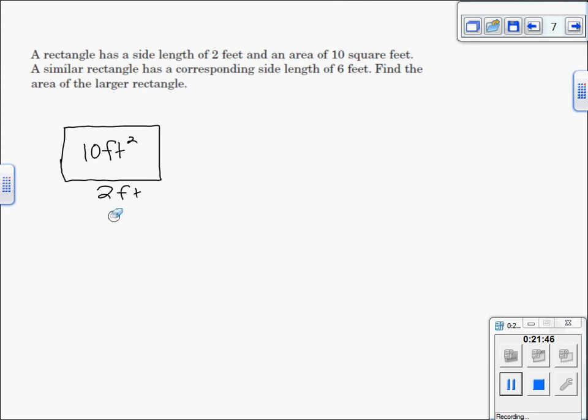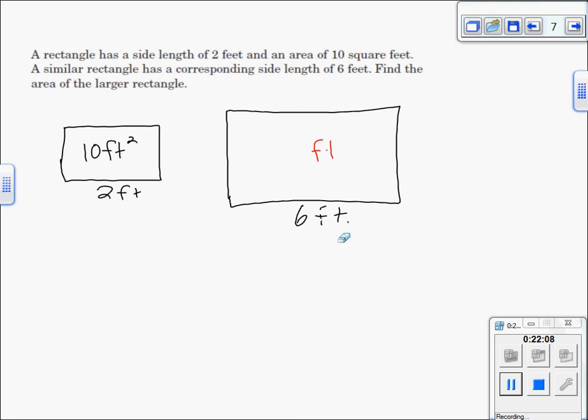A similar rectangle has a corresponding side length of 6 feet. This one was 2 feet, this one's 6 feet. So that means this is going to be the bigger one. So I'm going to draw an even bigger rectangle to help you see it. It says that corresponding side to what they gave us. This one was 2 feet, the one that corresponds is this one. So this one's going to be 6 feet. Find the area of the larger rectangle. So what is the area of this rectangle? How many square feet? We don't know. But we're going to do what we just did. So if you think you've got this, hit pause. Try it for yourself.